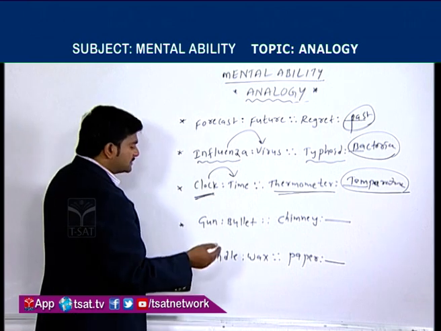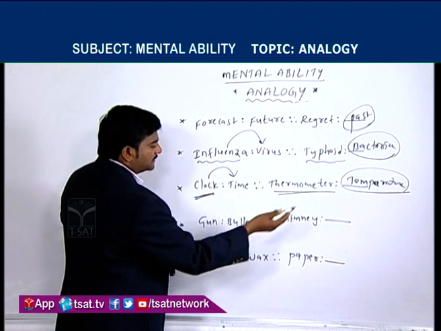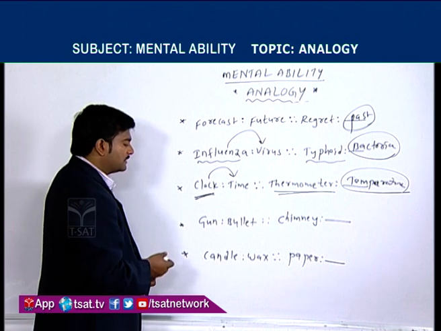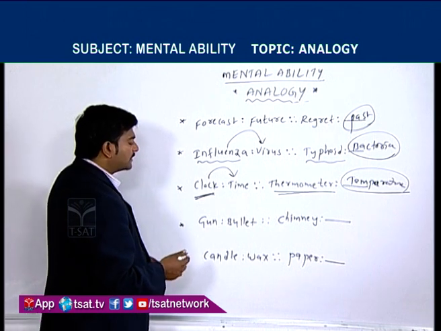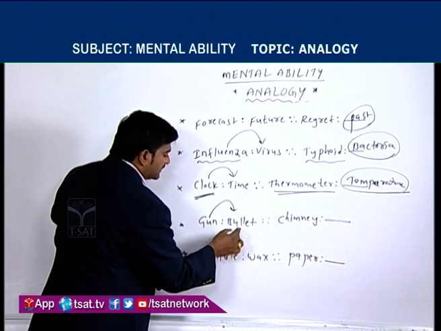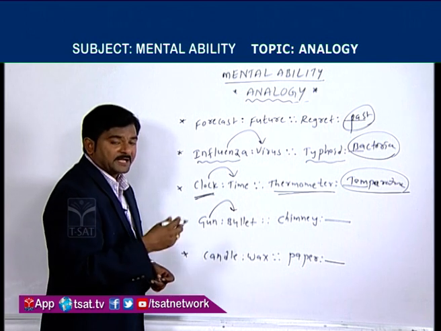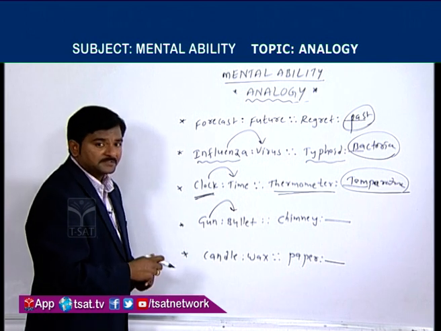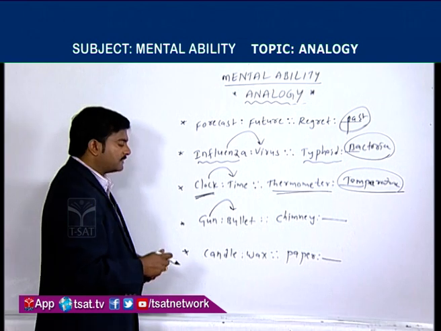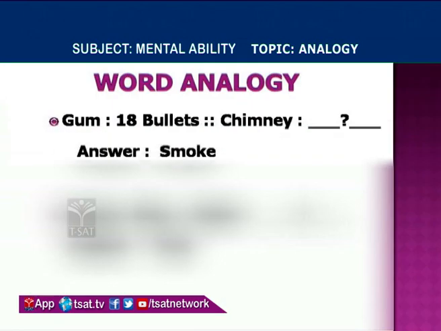See here: gun, bullet, chimney, dash. Simple question. From a gun, bullet will come out. Second one comes out from the first one. What does it mean? Bullet comes out from the gun. Similarly, from a chimney what will come out? Smoke will come out.